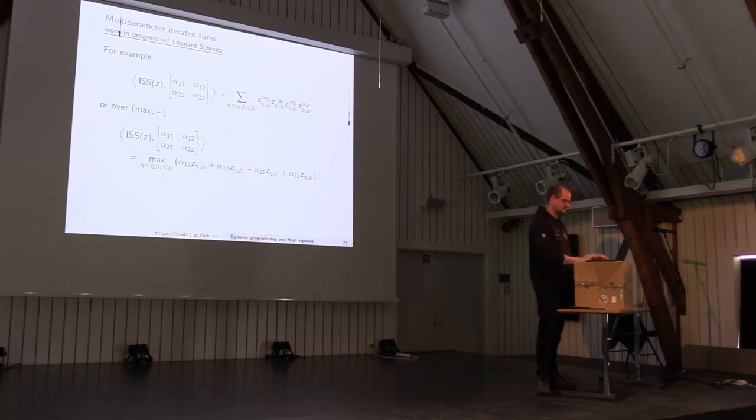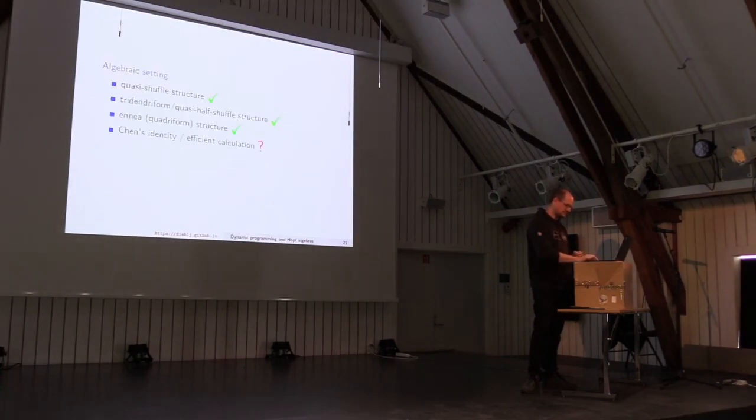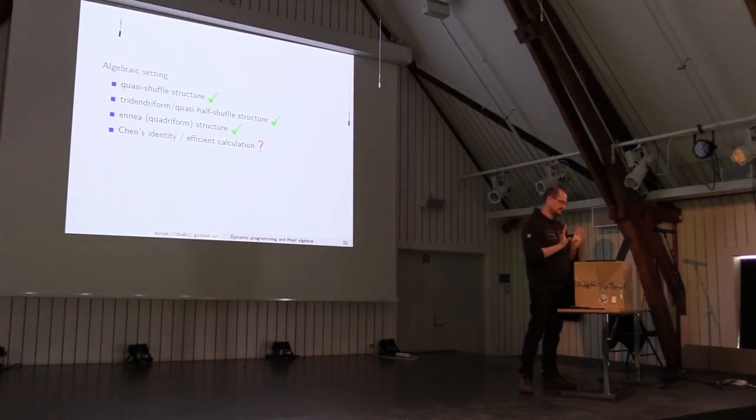Because, okay, so here's the definition. I want to get to the one question I have. So you define certain sums. You can do it over a semi-ring. And maybe for the experts, you have a quasi-shuffle structure, you have a quasi-half shuffle structure, you have an NEA or quadriform structure. All this is good and nice, but Chen's identity, and this was the thing that was relevant to our dynamic programming, it's not so clear.